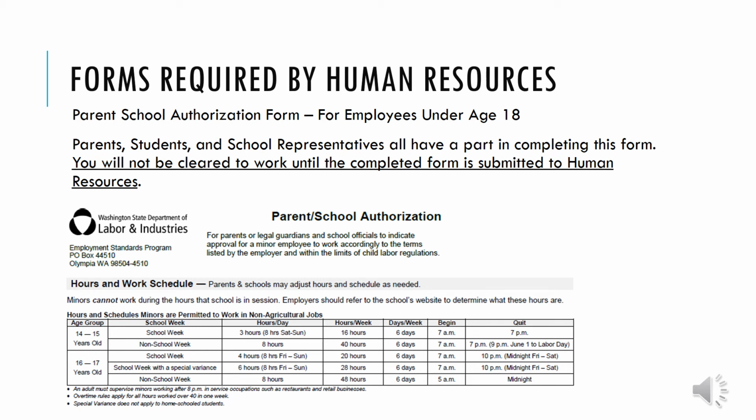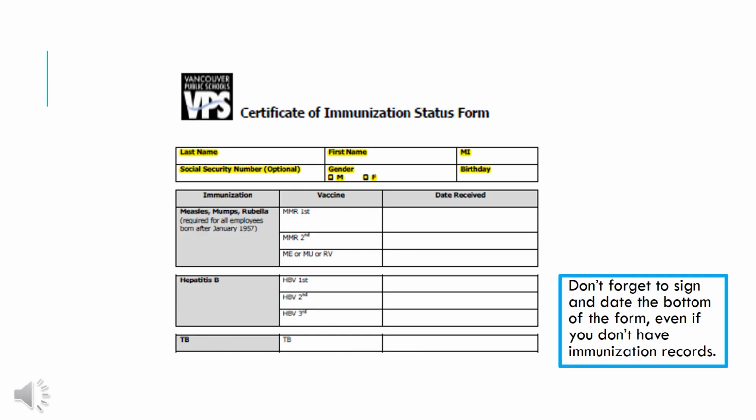The immunization status form is not required. However, in the event that there is an outbreak in the school district, you will not be allowed to work until you can show proof of immunity or vaccination history. You could even just print the records directly from your healthcare provider's website. It's a good idea to have them on file, although they will not prevent you from beginning in your new position.